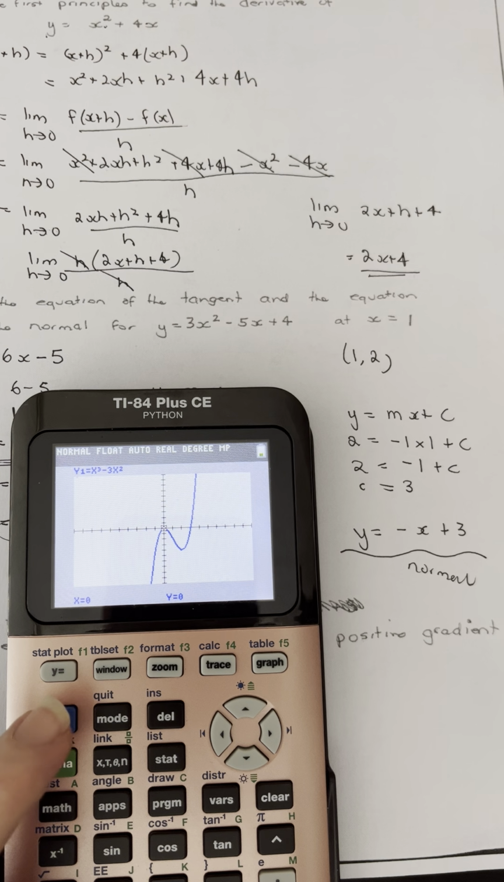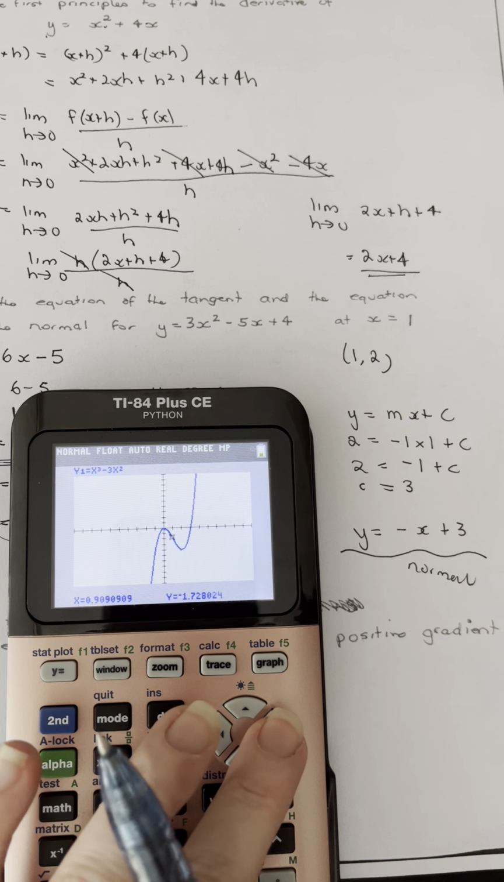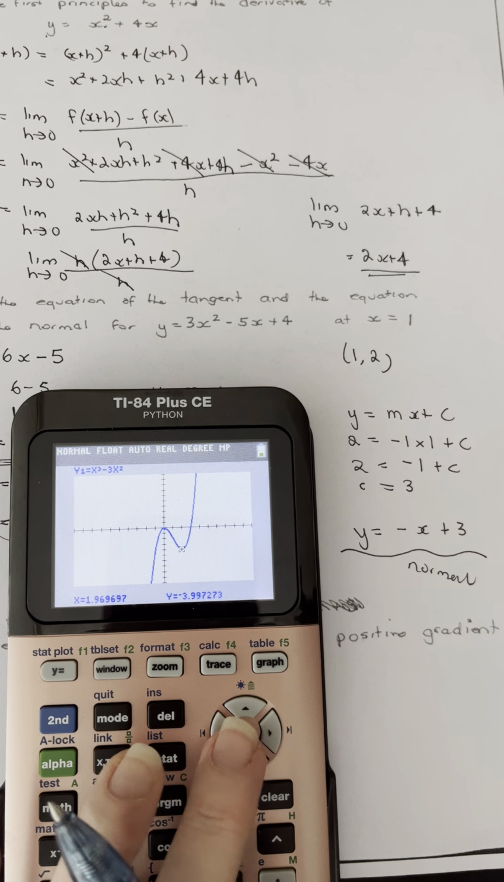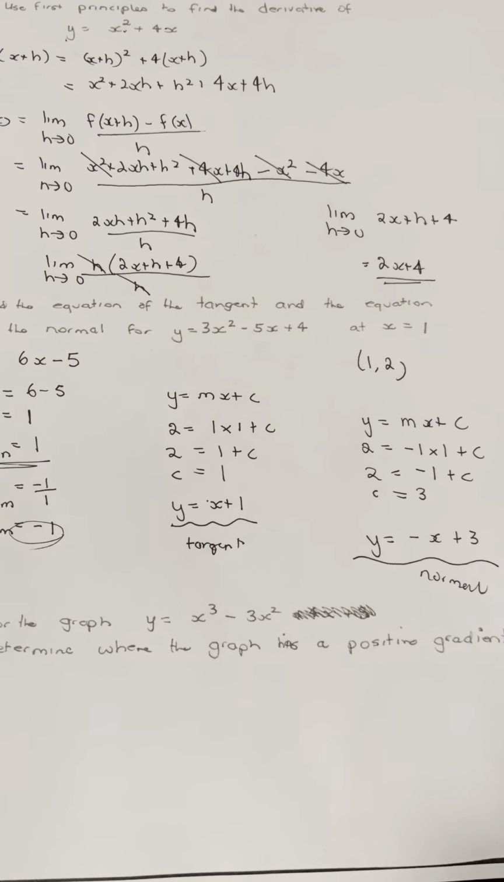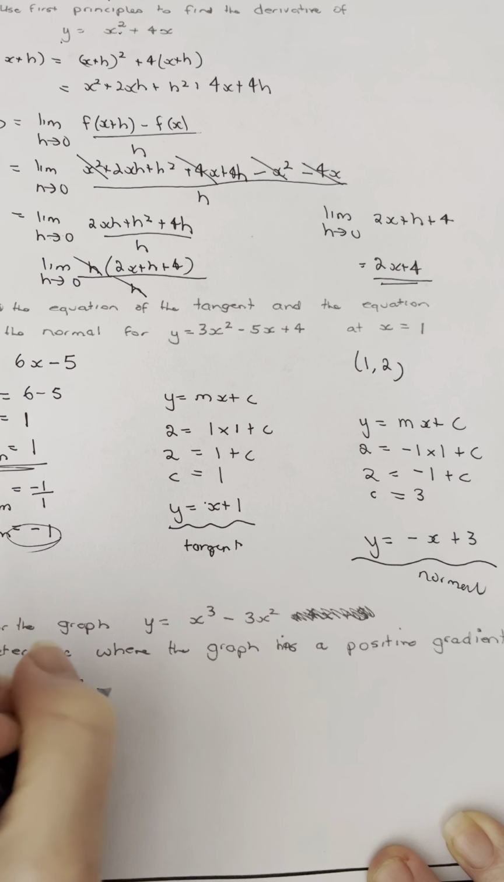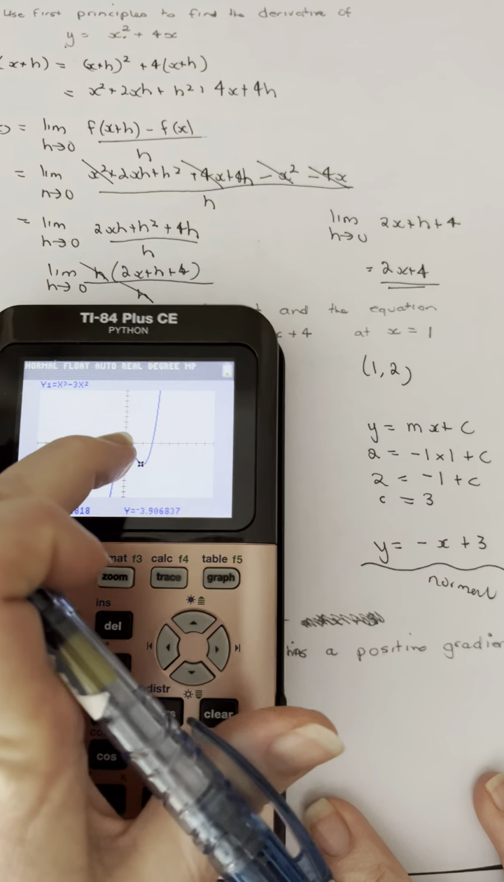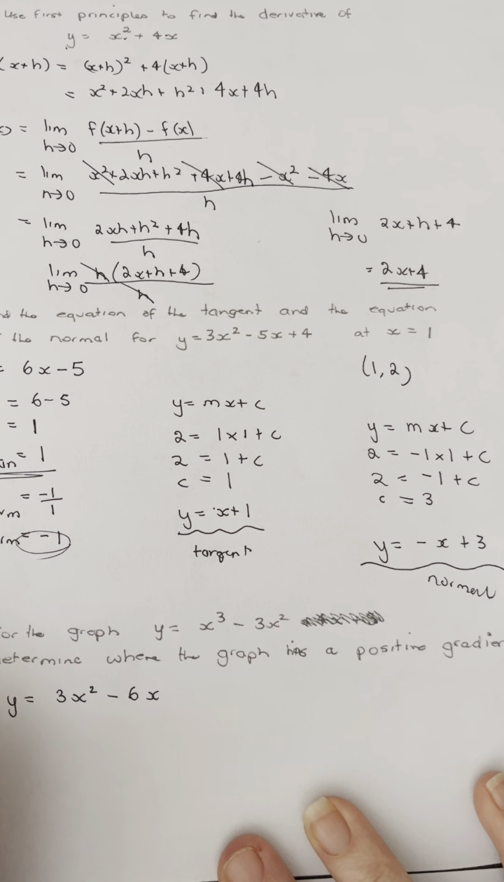If I trace that, it looks like that is at about 2. So what I'll do to check that is do the derivative. So I've got 3x squared minus 6x. And it looks like that has a gradient of 0 at 0 and at 2. So I'm just going to sub that in and check.